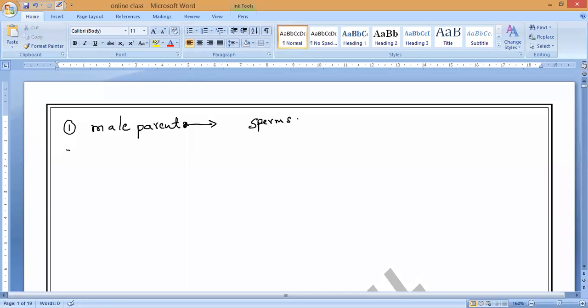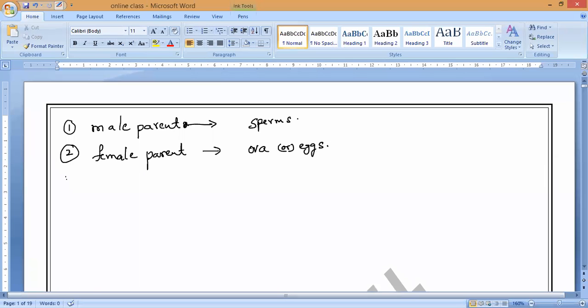Next, the second step in reproduction in animals is what? The female parent will produce what? Ovum. The female parent produces female gametes, which we call ova, or we can say eggs. This ovum is a much bigger cell than the sperm and has a lot of cytoplasm.